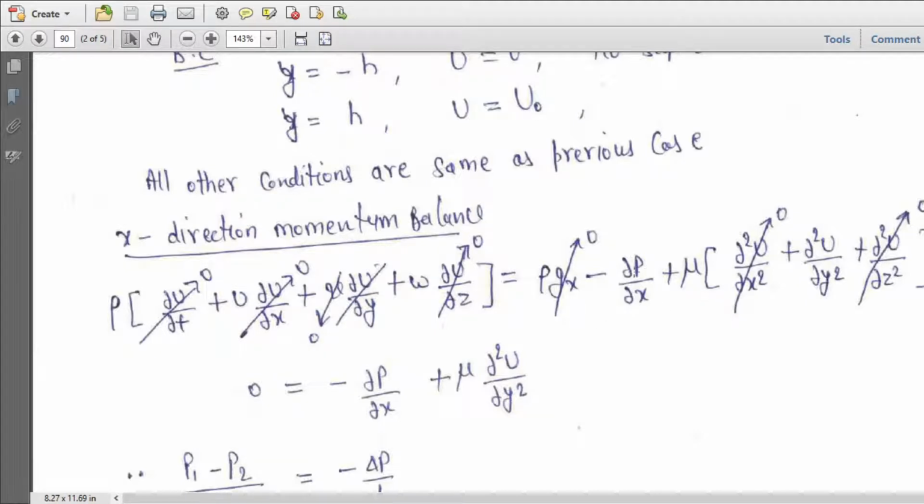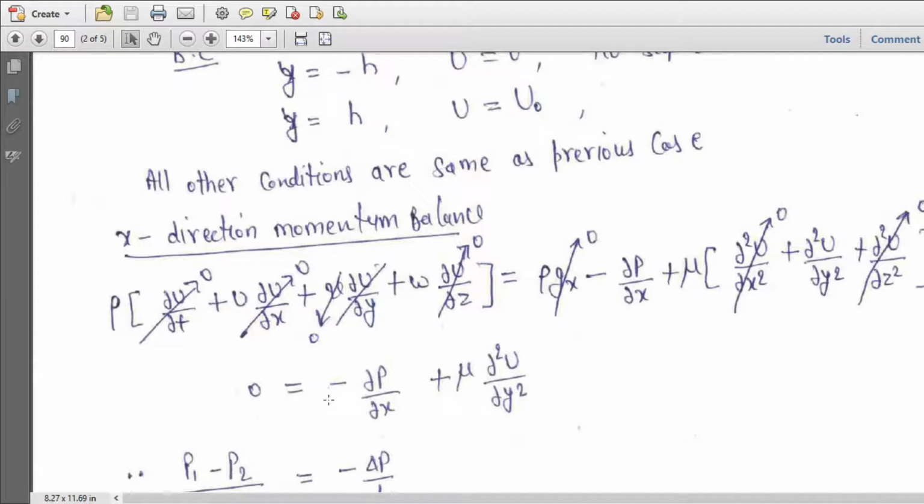Del p upon del x is the term we are considering here as the applied pressure gradient. Del u upon del x equals 0 based on fully developed flow in direction x, so the velocity should not change in the x direction. Now the two magnitudes, del u upon del y and del u upon del z. Del u upon del y is always significantly higher than del u upon del z because the width of the plate is much larger than the space between the two plates. Therefore this term is cancelled.